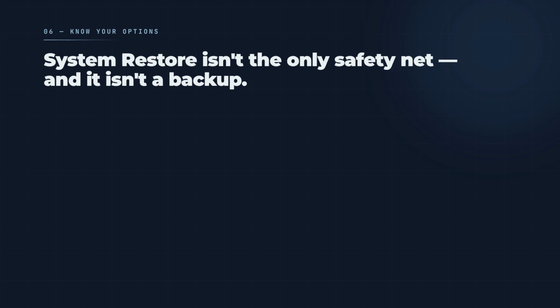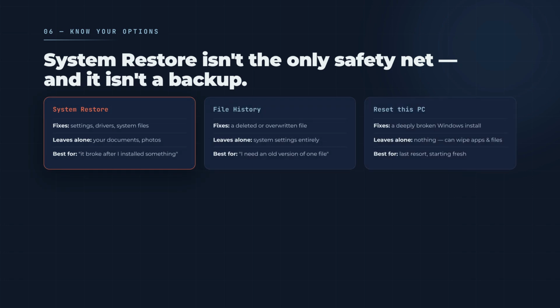Now, it's worth knowing where System Restore fits next to Windows's other recovery tools, because people mix these up constantly. File History backs up your personal documents and photos, the exact opposite of what System Restore protects. Reset This PC is the nuclear option. It reinstalls Windows and can wipe everything, personal files included, if you choose that path. System Restore sits in between, a light, fast, targeted rewind of just the system's configuration.